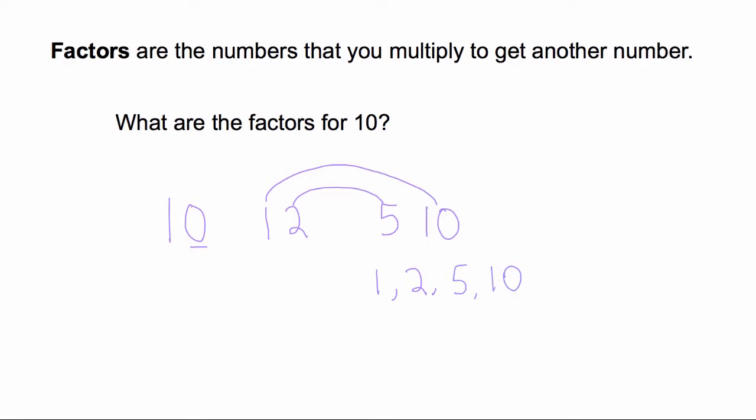Let's go ahead and look at another number, 12. We're going to start with 1 times 12. 1 and 12. We always start with that 1. Then we go to 2. This is an even number, and I know 2 times 6 is 12. So 2 times 6. These connecting rainbow strands are saying these are the two numbers you multiply to get this number.